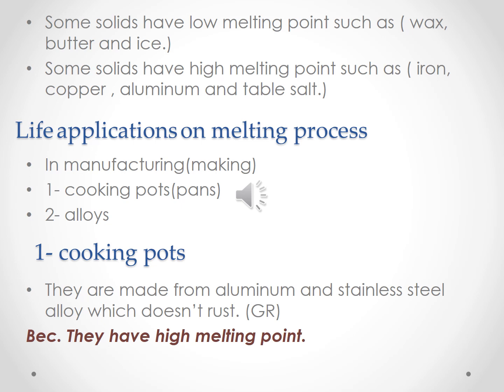Now we can classify many matter according to their melting points into two categories. Substances that have low melting points and substances that have high melting points. The substances that have low melting points are such as wax, butter and ice. And the substances that have high melting points are such as iron, copper, aluminium and table salt.